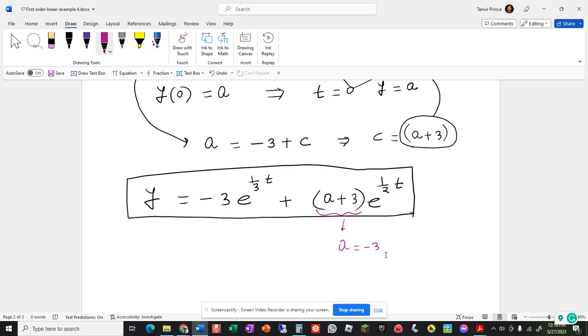Or maybe we can find some other value of a. We never know. So let's do that. First I'm going to create a slider for a in GeoGebra, and then we're going to plot this solution, and we're going to slide the slider of a, and in particular we're going to pay attention when a is equal to negative 3. Okay, so let's do that.